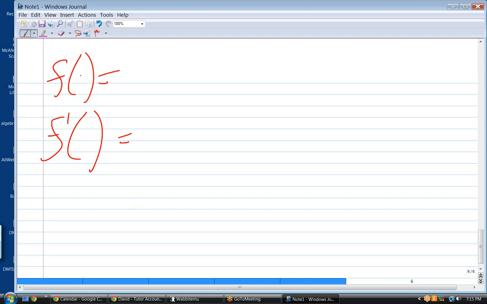This time I have a function of s. What is f prime of s?